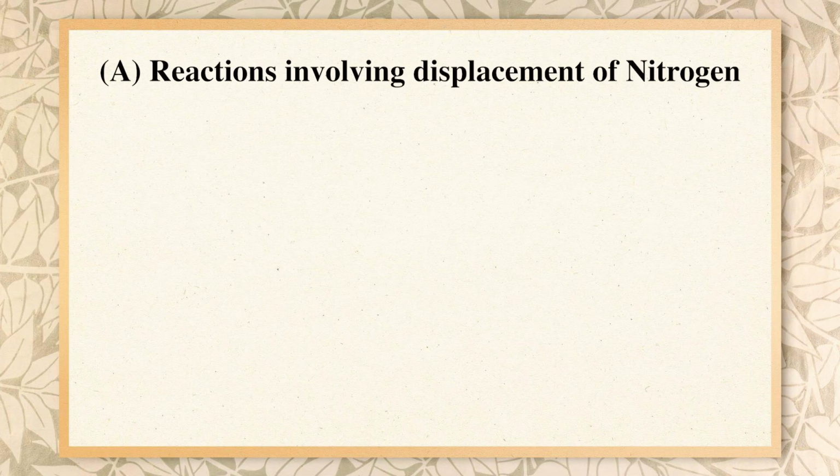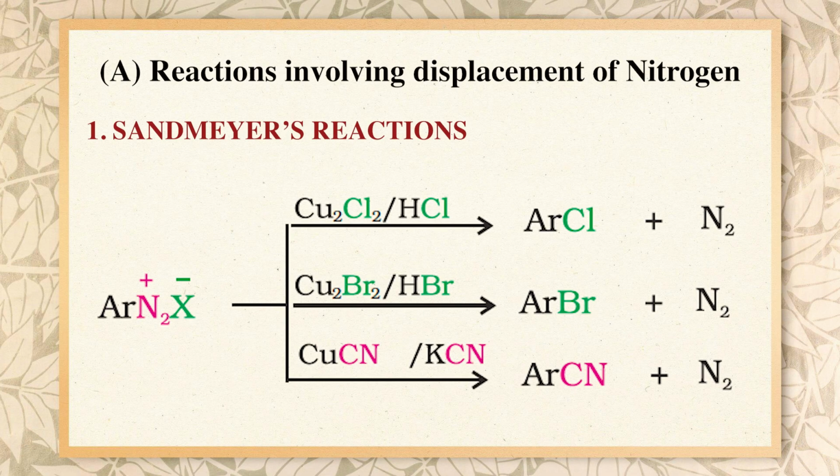Here, aryl diazonium ion can also undergo coupling reactions using the nitrogen atom of the diazonium group to link to another aromatic ring. Let us first consider the reactions that involve the displacement of the diazonium group. The first group of reactions that we will discuss are known as Sandmeyer reactions.